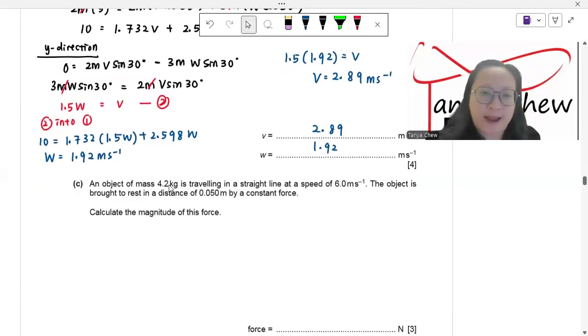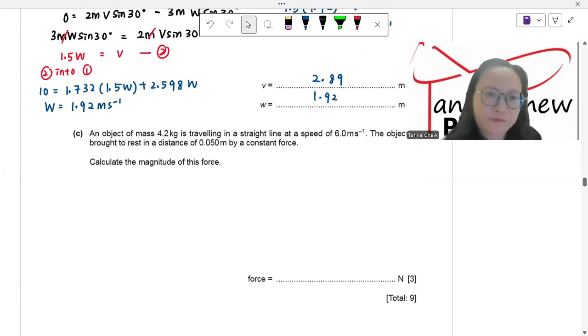See, an object of mass 4.2 kilogram is traveling in a straight line at a speed of 6 meters per second. The object is brought to rest in a distance of 0.050 meter by a constant force. Calculate the magnitude of this force.